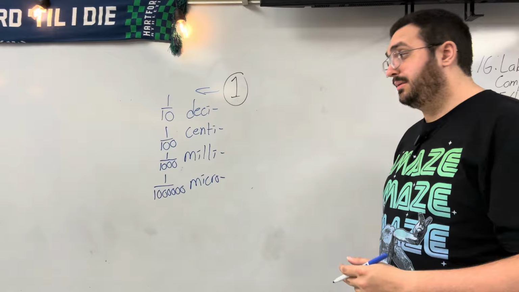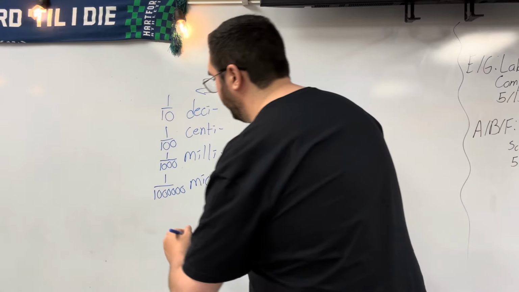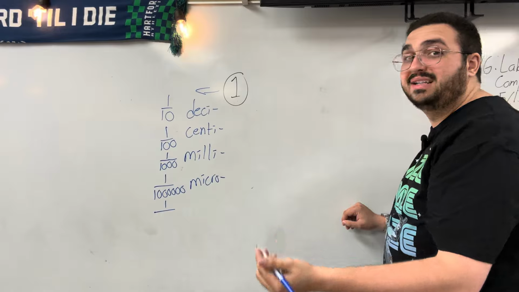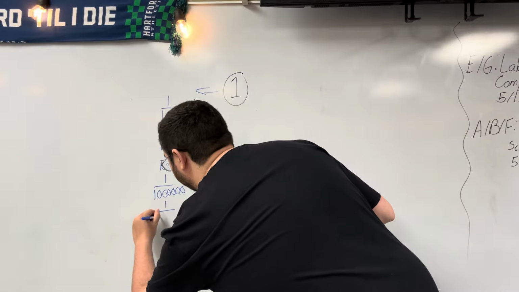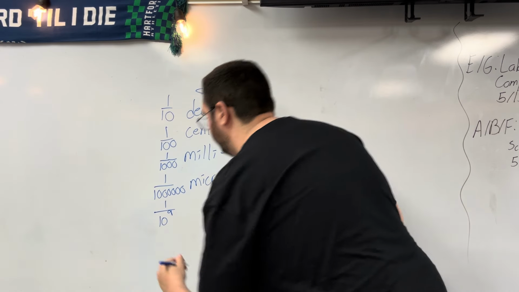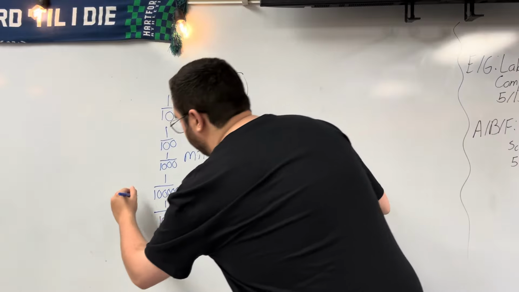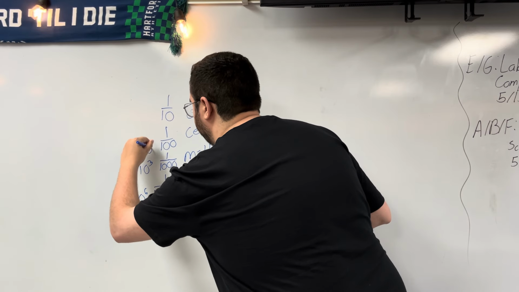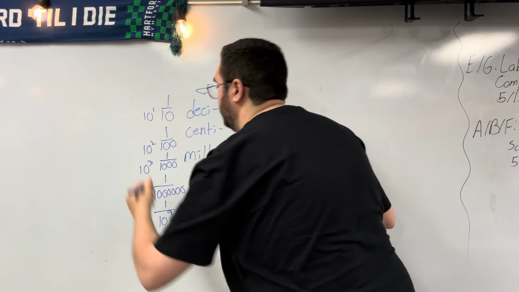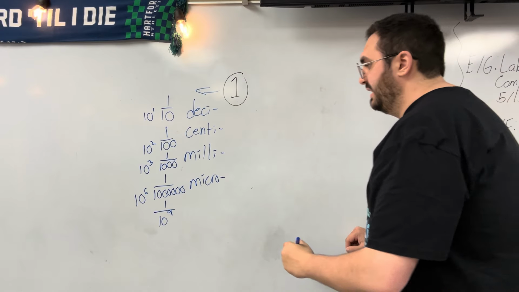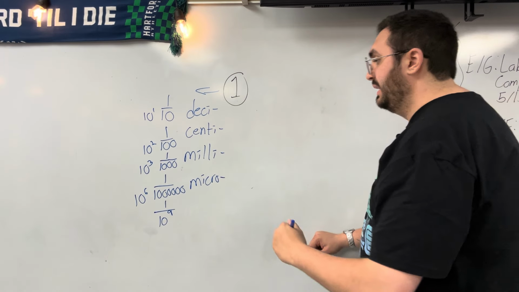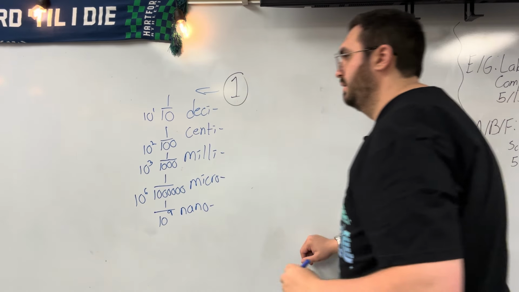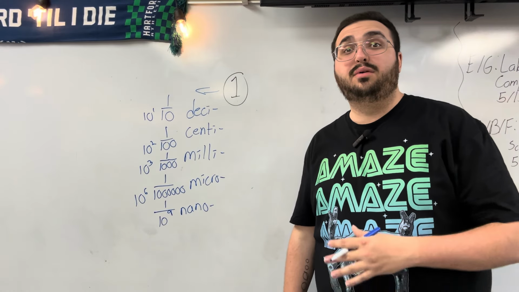We got 2 more that I want to talk about. Next up will be 1 over a billion. At this point, I don't really want to write all the zeros, so I'm going to write this in scientific notation. I'm going to say 10 to the 9. Similarly, this is 10 to the 6, 10 to the 3, 10 to the 2, 10 to the 1. So 1 over 10 to the 9, aka 1 over a billion, is going to get the prefix of nano. There are 1 billion nanometers in 1 meter.